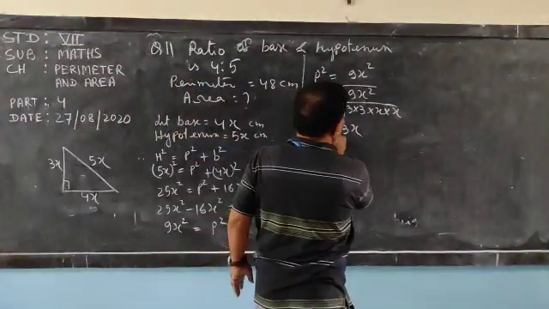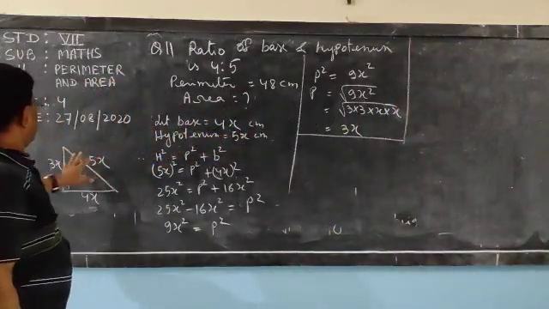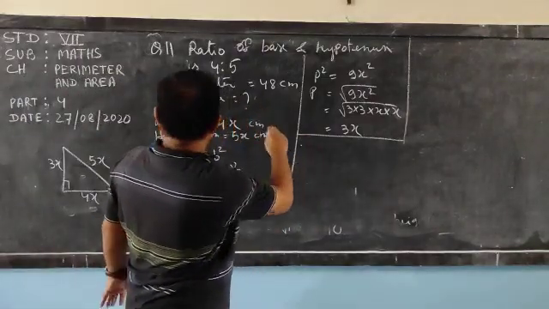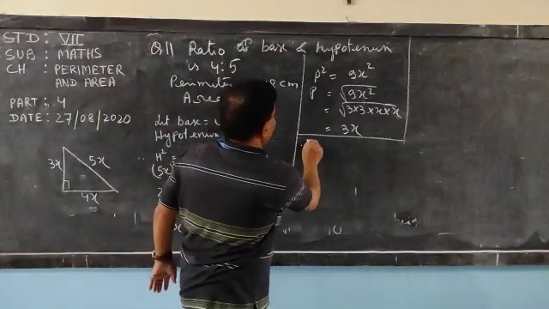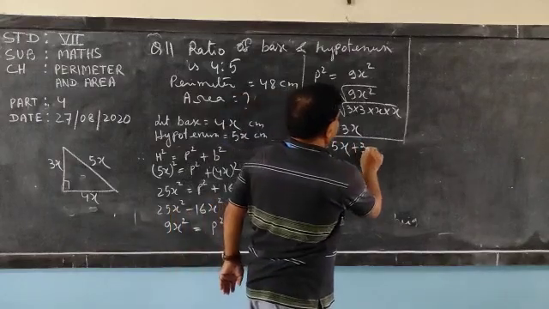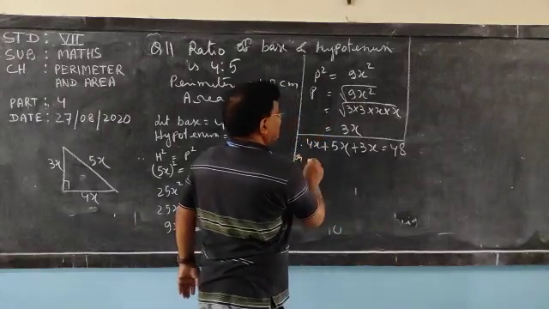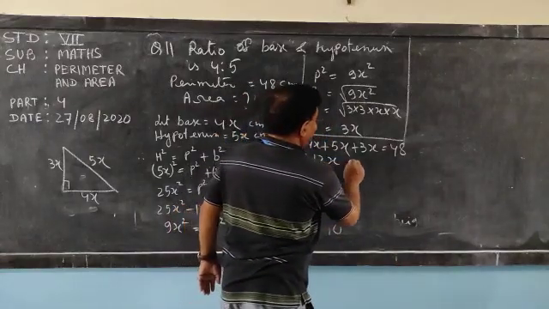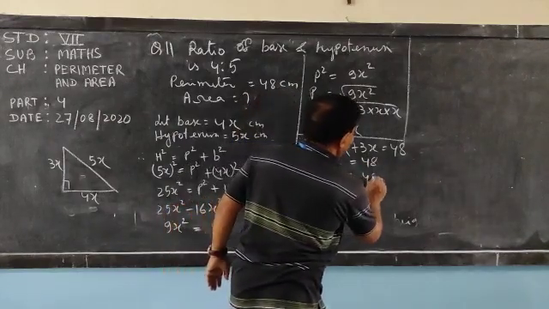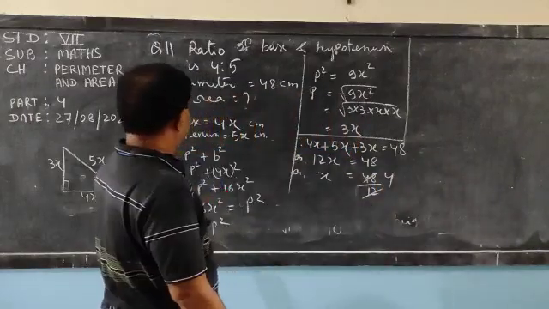Now perimeter is given. Perimeter is 48 centimeter, means sum of all the sides. Since perimeter is equal to 48 centimeter, means 4x plus 5x plus 3x is equal to 48. 4 plus 5 is 9, plus 3 is 12. 12x is equal to 48, or x is equal to 48 by 12. 12 fours are 48. X is 4.